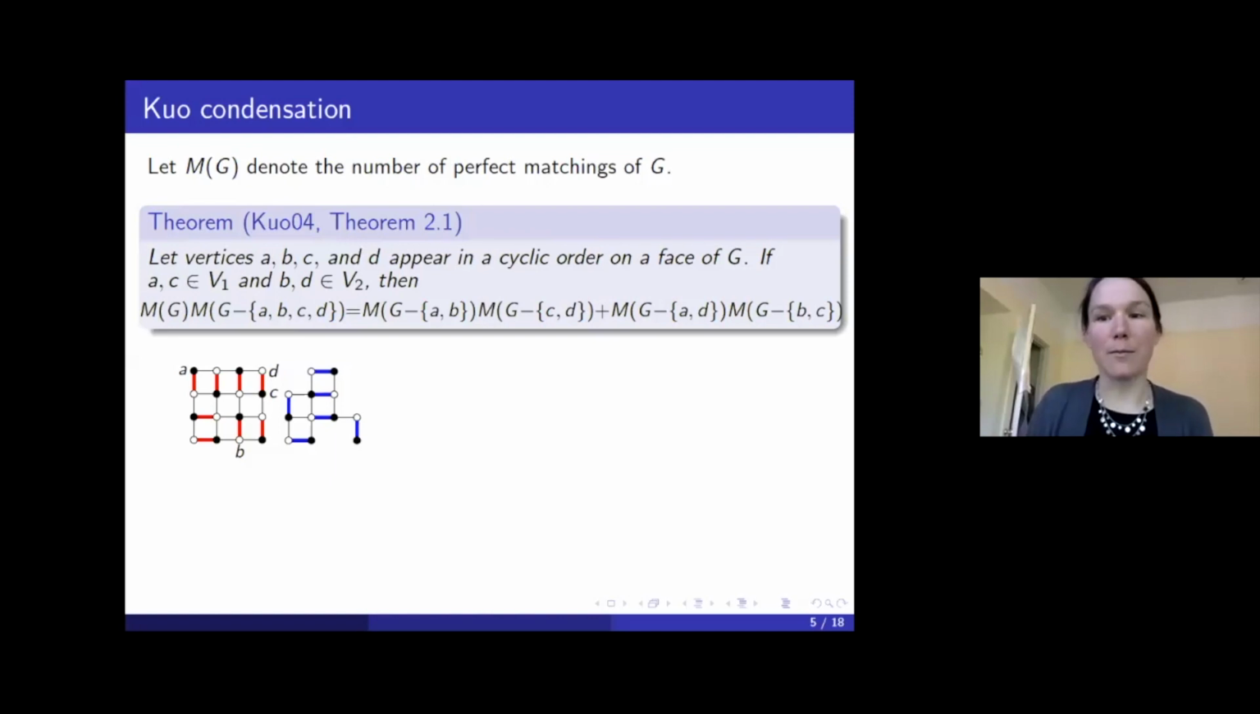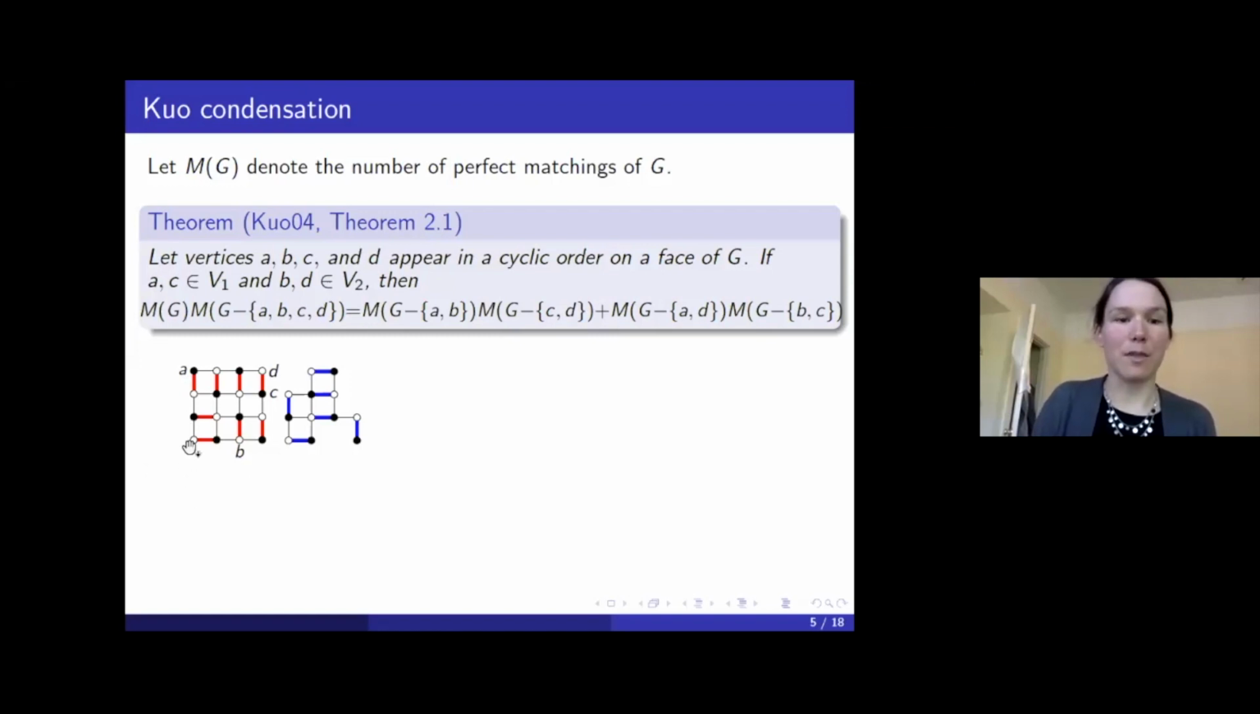Anyways, Kuo proved that the number of perfect matchings of a graph satisfies a really nice recurrence. So if you have a graph embedded in the plane, like this grid graph shown, and you have four vertices, A, B, C, and D, that appear in a cyclic order on a face of the graph. In this example, A, B, C, and D are on the outer face, but that doesn't necessarily have to be the case. They can be on any face of the graph.